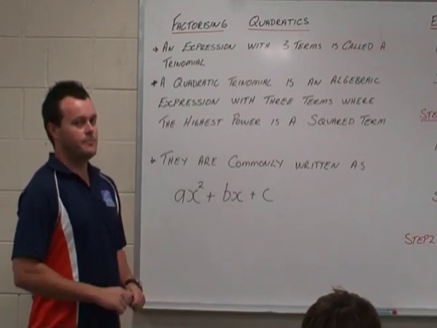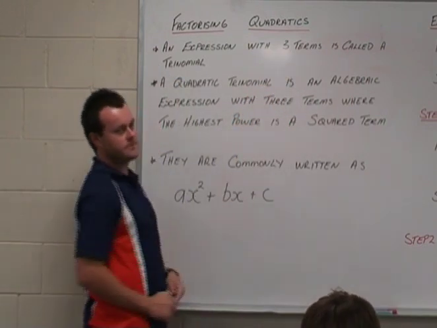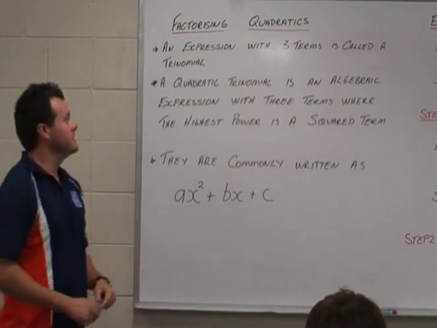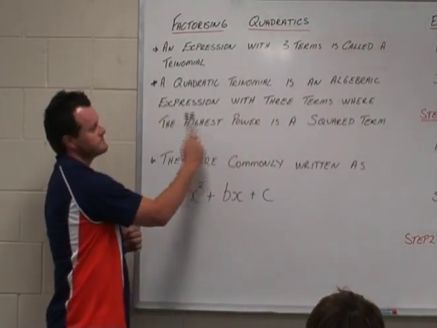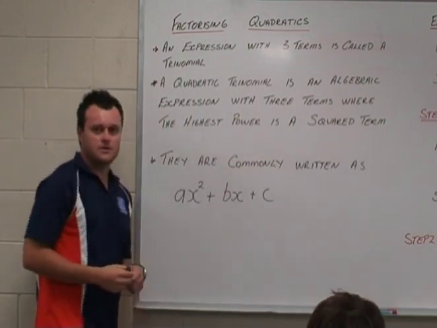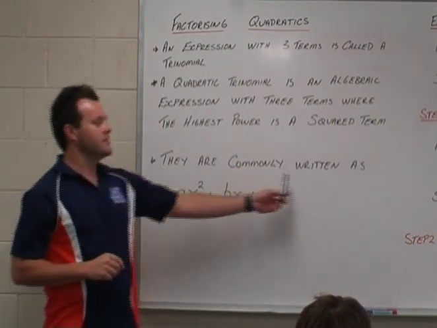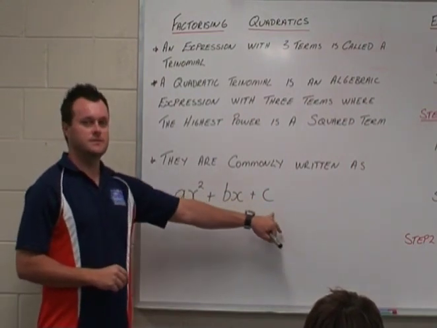Let's just have a look at a couple of points about quadratics first. An expression with three terms is called a trinomial. And a quadratic trinomial is an algebraic expression with three terms where the highest one is a squared term. They are commonly written as ax squared plus bx plus c.